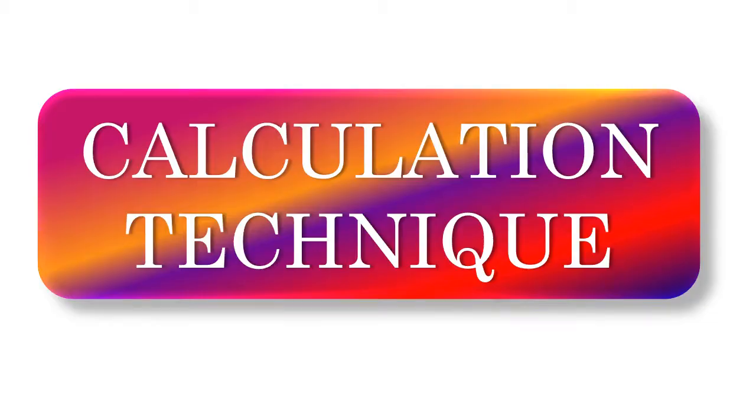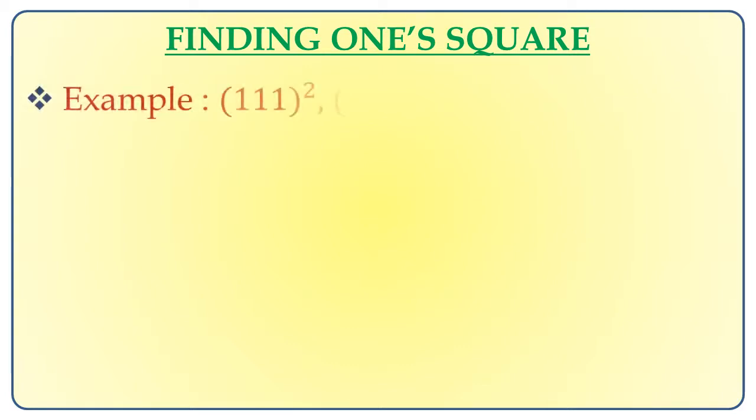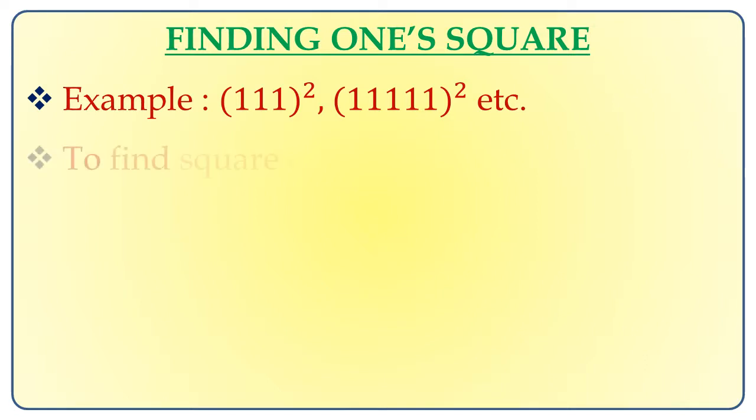Our first topic is finding 1's square. Suppose in a question the number consists only of 1s. It may be 2 ones, it may be 3 ones, it may be 4 ones. For example, we have taken triple 1 square or 5 times 1 square. If we compute through a normal process, by multiplying the given number by itself, it will take a lot of time. So what is the shortcut technique for that?